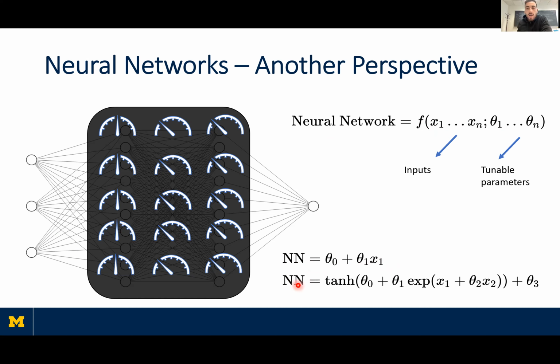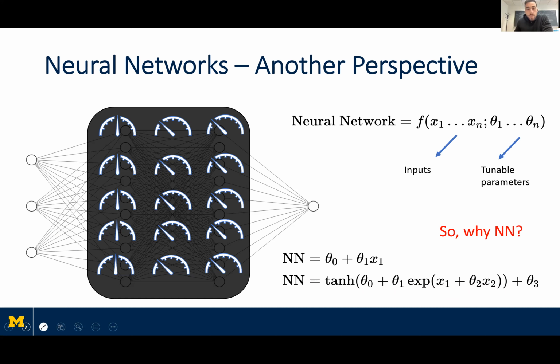But of course, you can have a more complicated neural network. So something like this, a tanh of theta naught plus theta 1 times the exponential of x1 plus theta 2 times x2 plus x2. So all sorts of parameters are showing up and all sorts of functions. So this is obviously a more complicated neural network. So this is how I want you to think of neural networks. They're complicated functions with many, many parameters that are tunable.